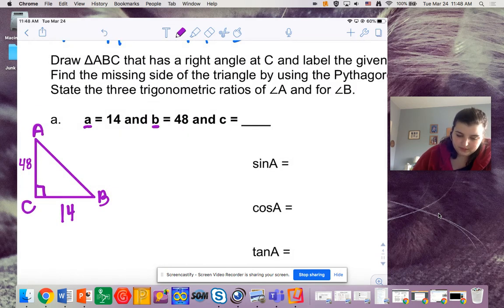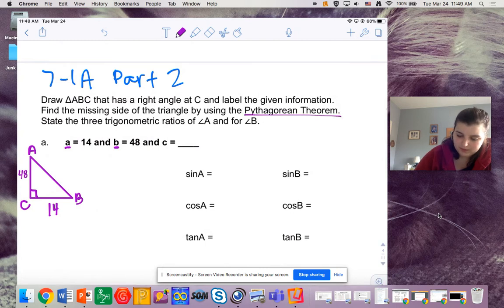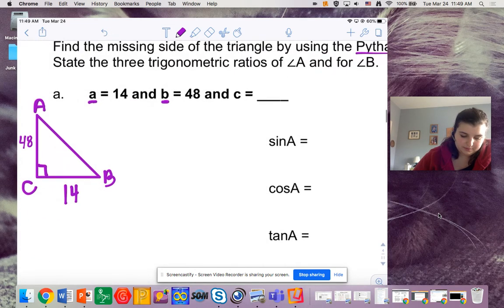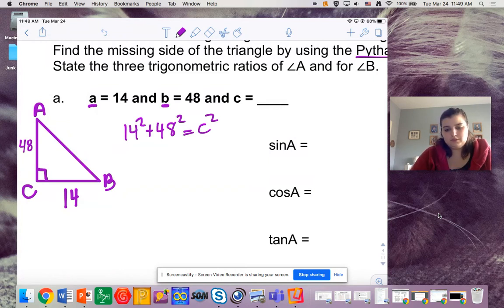So find the missing side of the triangle by using Pythagorean Theorem. Okay, remember that's a squared plus b squared equals c squared. Luckily, our letters all match up anyways. So I'll do that really quickly. 14 squared plus 48 squared equals c squared. And I'm just going to go ahead and do that.